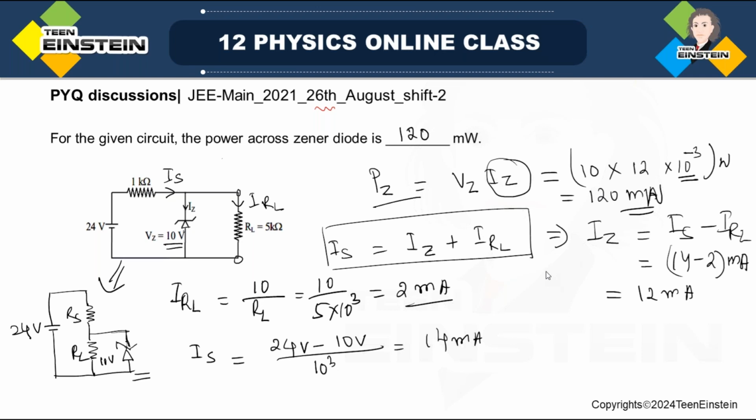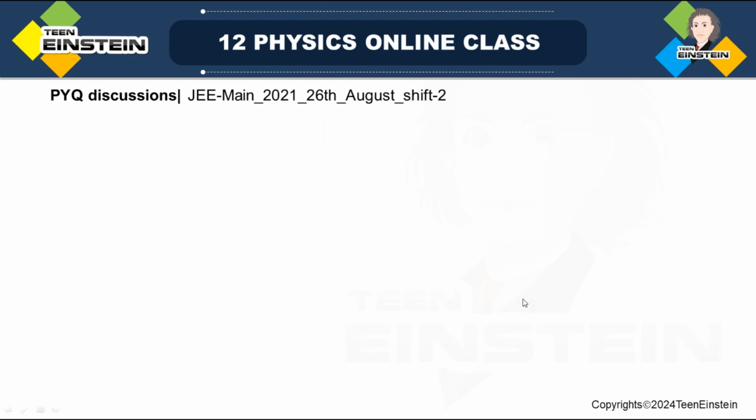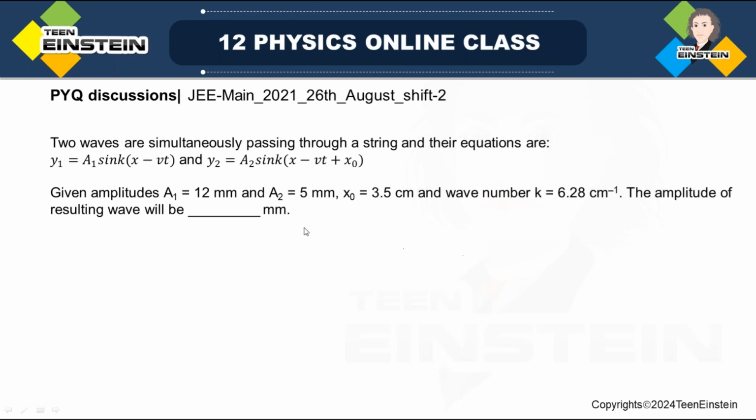Now let us try to solve the second problem. This problem is also very interesting. You can see here there are two waves. So two waves are simultaneously passing through a string and their equations are given.